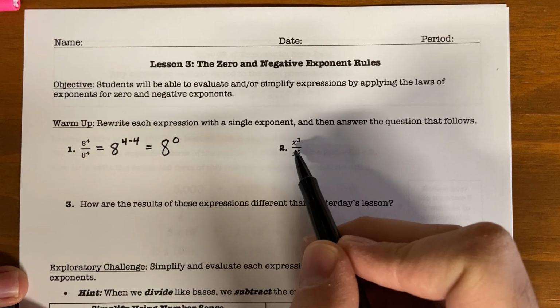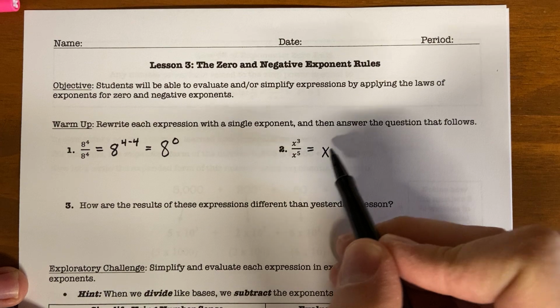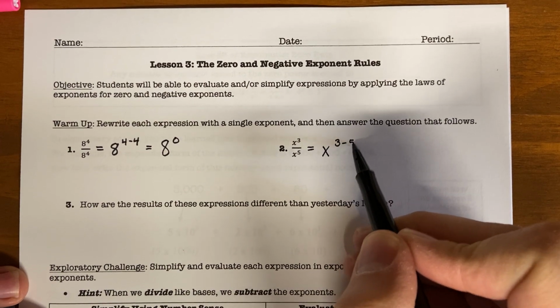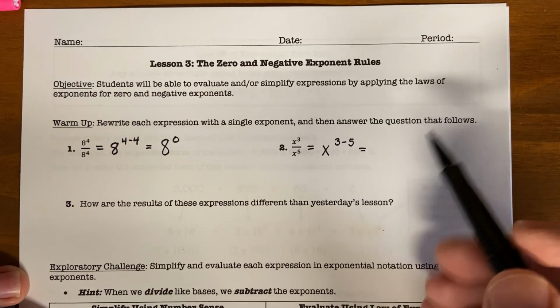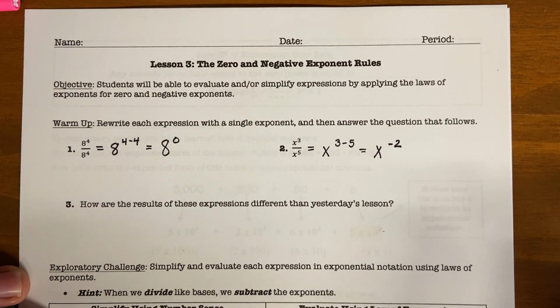On the right-hand side, I have a variable as my base. They are common bases, so we're going to subtract our exponents using the quotient rule. 3 minus 5 would give us a negative 2, so x to the negative second power.